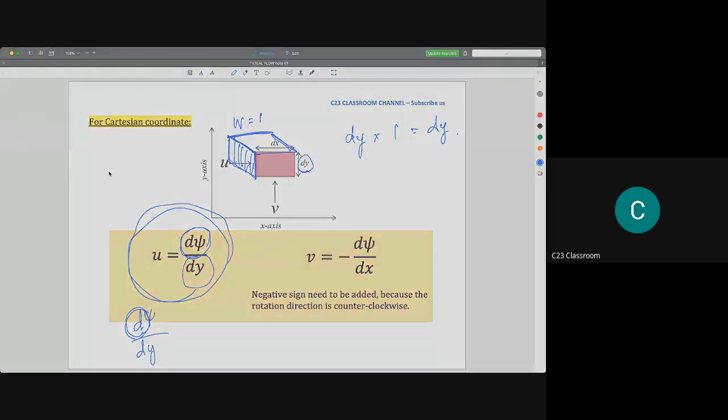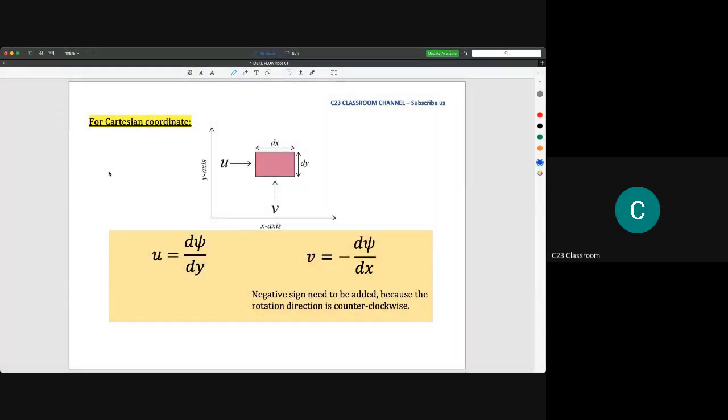Okay, and then if we write the relation between psi and v, so this is v, and we know it's a flow from bottom to the top, upward. So we could say that v is equal to d psi over dx. Again, this is the distance of this side, dx, and we multiply it with the width, which is 1 unit. So it remains as dx.